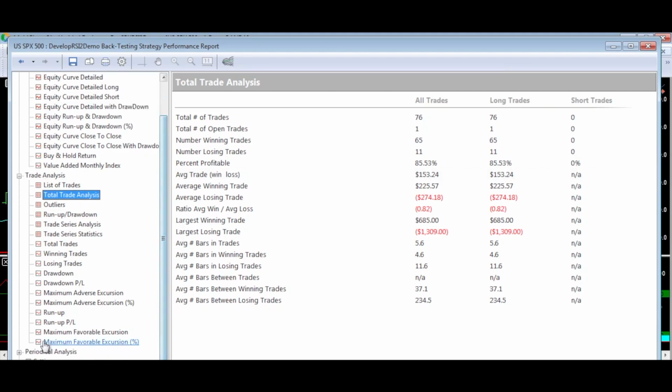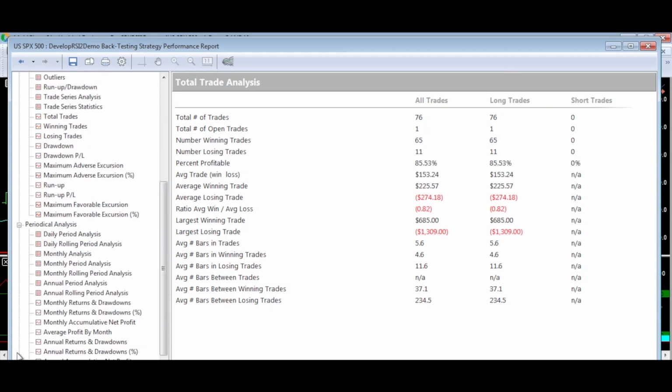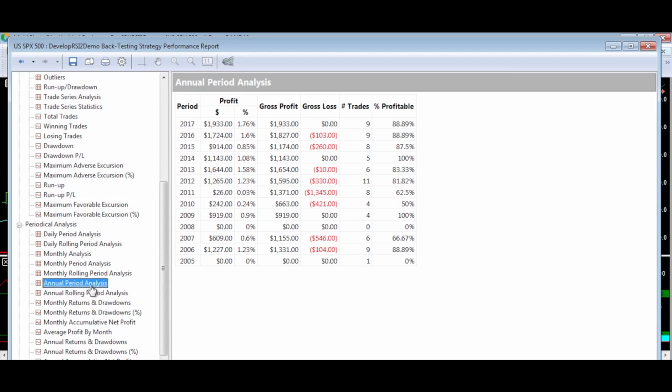Another statistic we can look at is the annual period analysis. And I mentioned already, over these 13 years, we can see that profits are, well, we haven't actually got a profit every year. We've got 2008 here. Notice that there were actually no trades taken, and I'll show you why that was in a minute. But there was no losing year throughout that 13-year period.